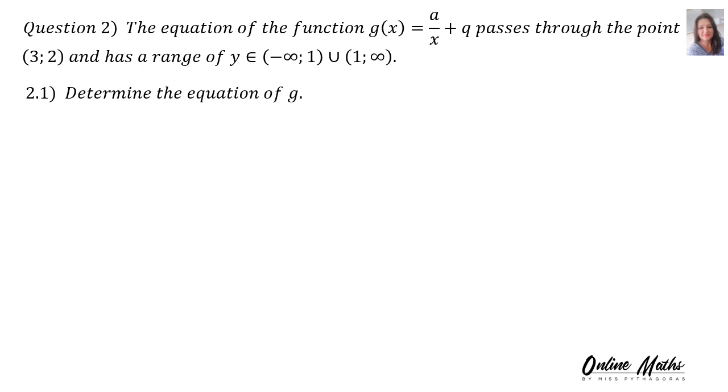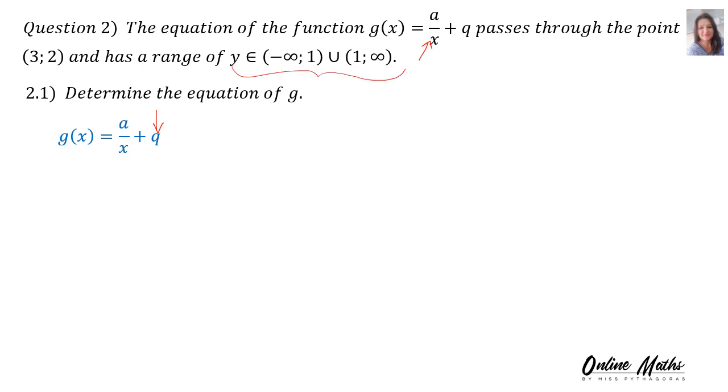So now we will start with this equation. g of x is equal to a over x plus q. And this is a hyperbola. And we know that since the x is under the line, then we need a value for q. q is the horizontal asymptote. And you get this in the information here.